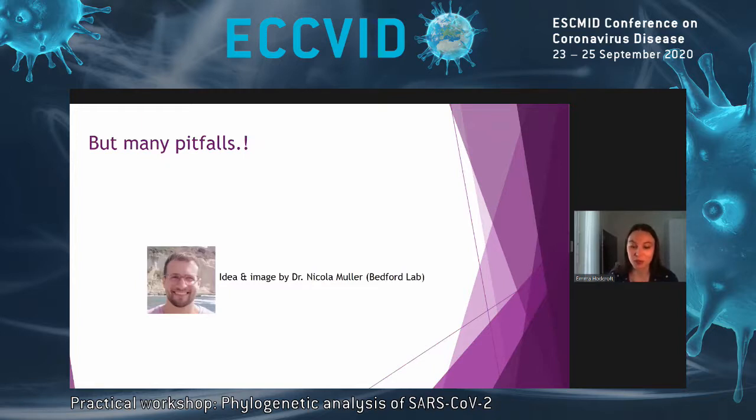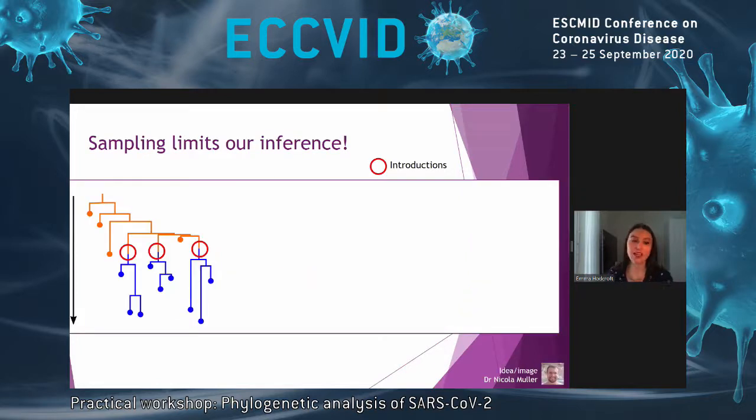Originally this image and idea was thought up by another member of the Bedford lab, Nick Muller. Essentially, let's imagine that we have some samples from two different countries, an orange country and a blue country. When we reconstruct a tree from those samples and then try and infer where the ancestor of those sequences is, we might look at this tree and say, okay, the virus started in the orange country and then it spread to the blue country, and there have been 3 separate introductions of the virus from orange country to blue country.